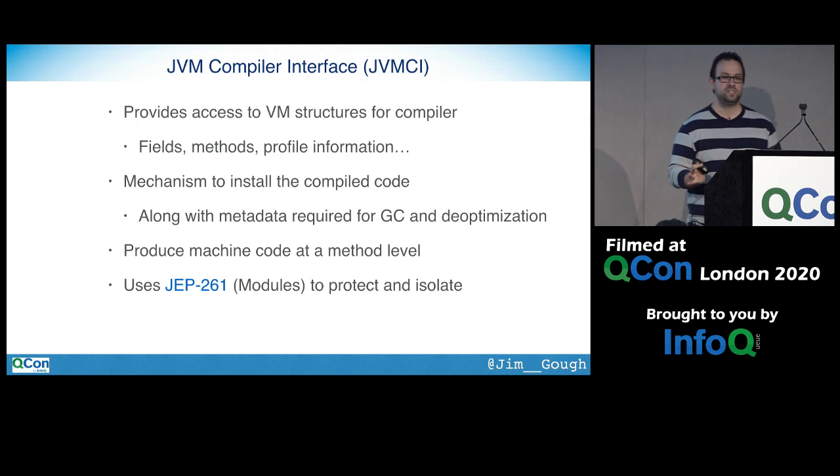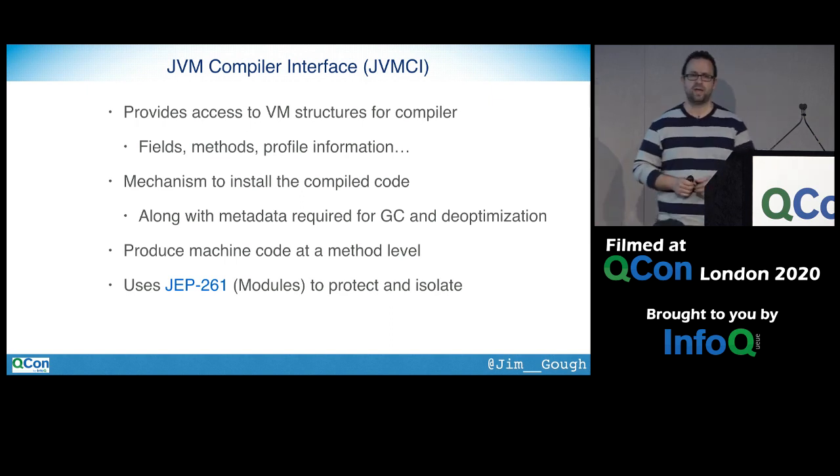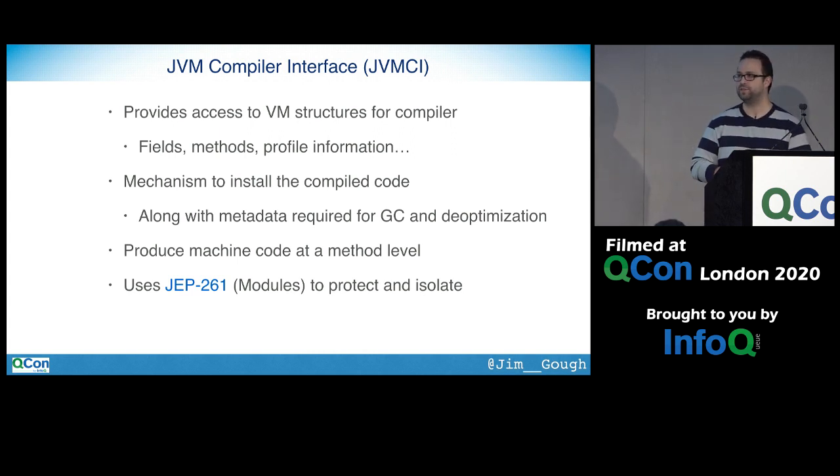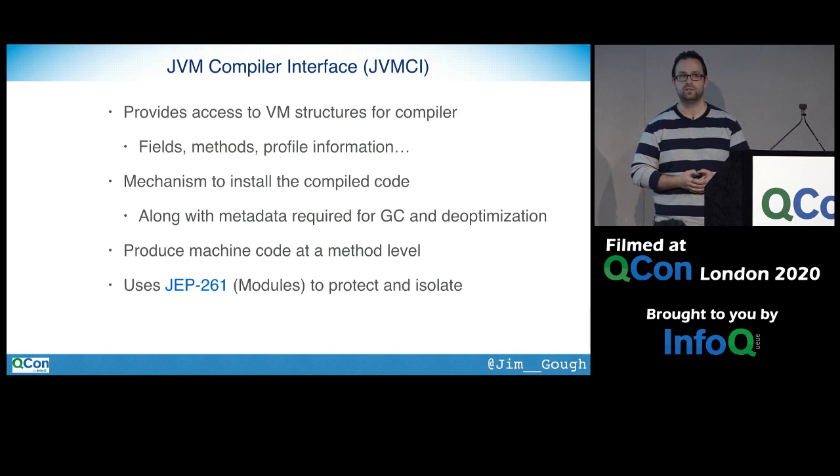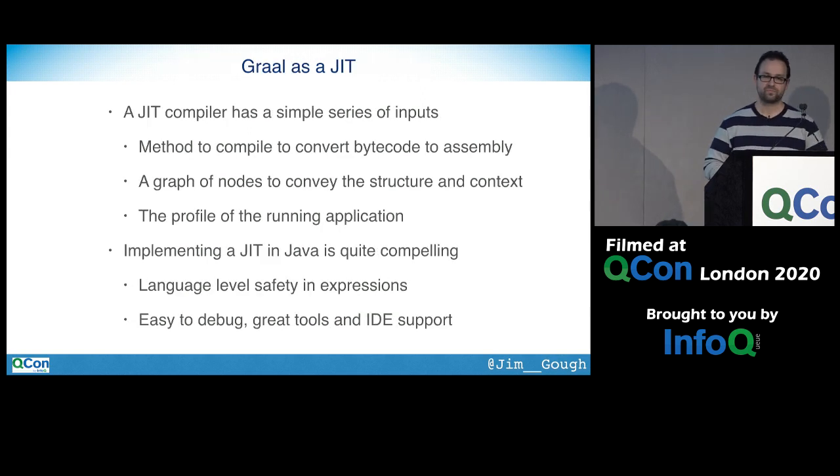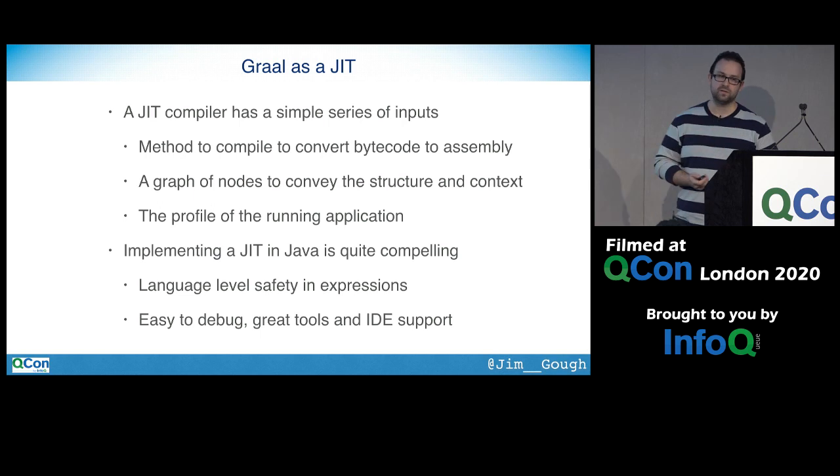The idea is that you're producing machine code at the method level, and there's a use of JEP 261 as well, the modules, to do some of the security and isolation parts, especially with the Graal implementation. So security becomes an interesting point when you start saying, I'm going to just plug in some code and run it on Java. That's for obvious reasons.